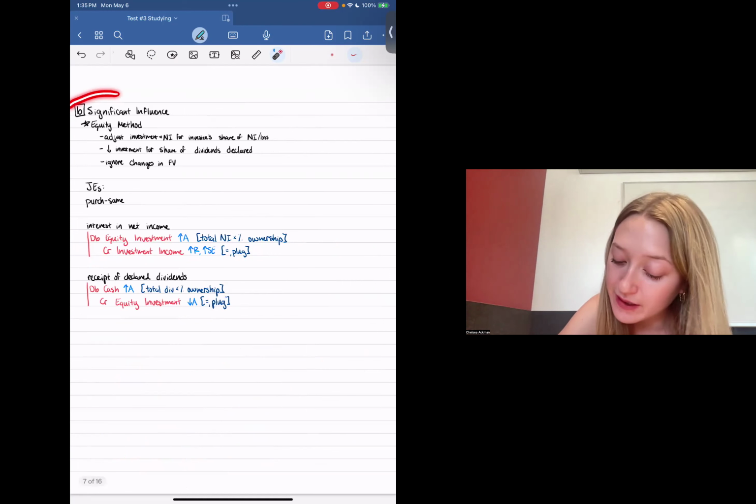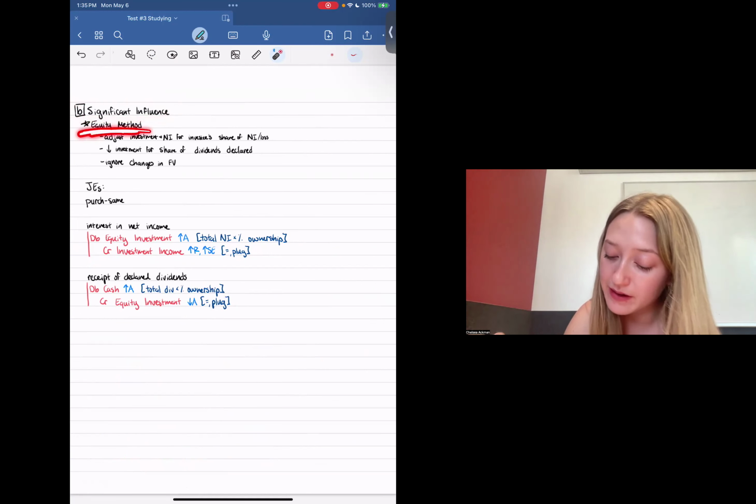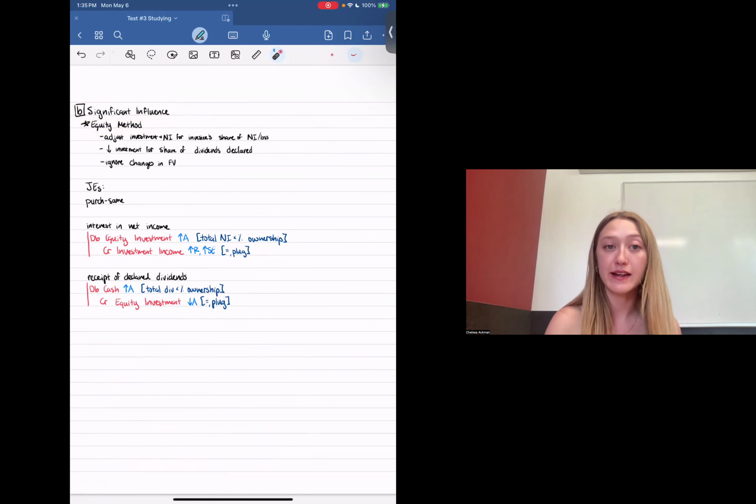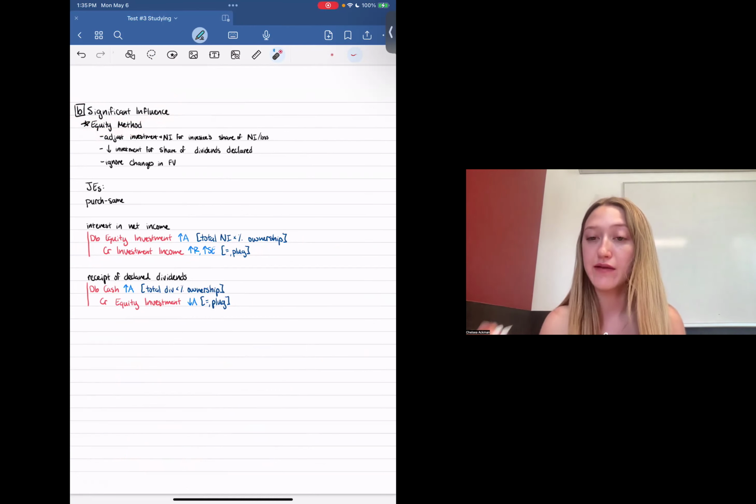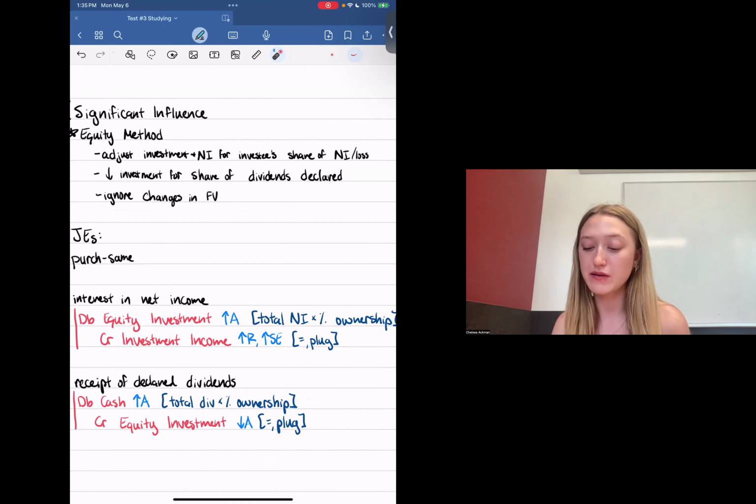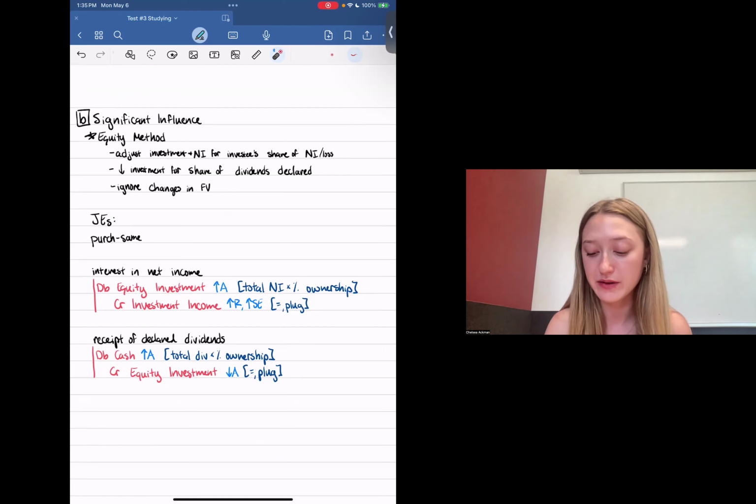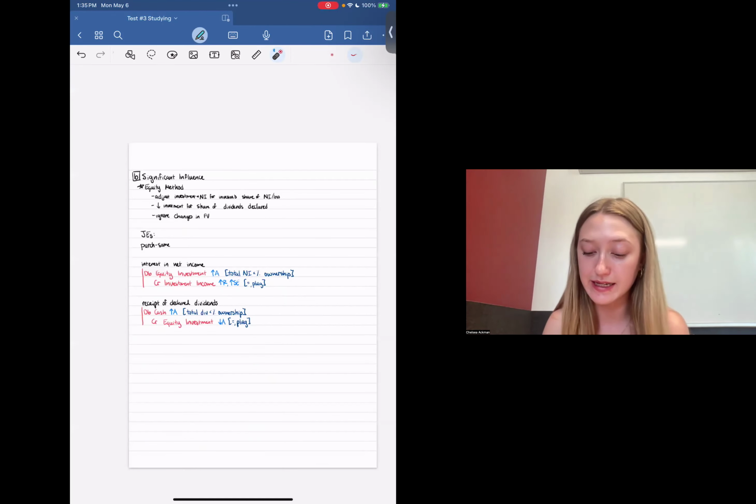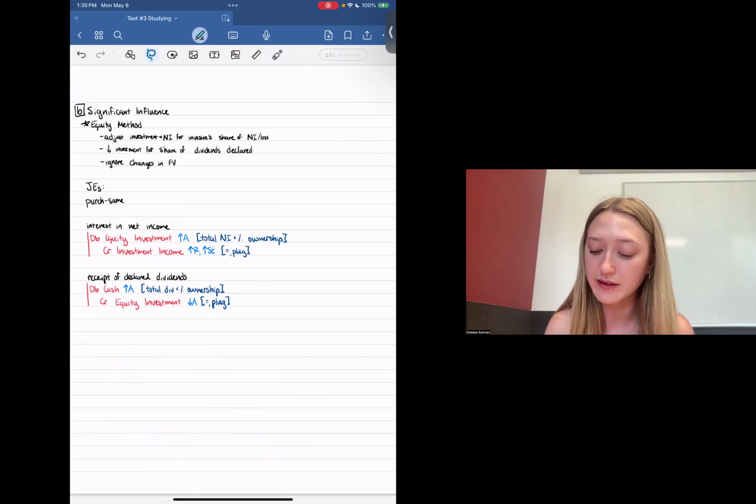And then for significant influence, we're using the equity method. So you adjust the investment and the net income for the investor's share of net income or loss. And then you lower the investment for the share of dividends declared, and you ignore changes in fair value. For journal entries, the purchase is the exact same as if you have insignificant influence.